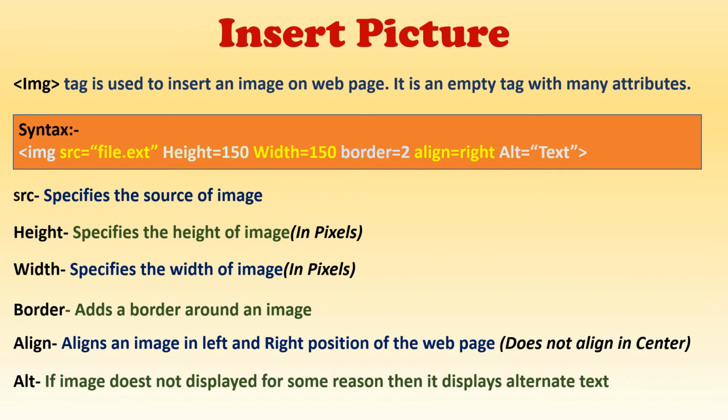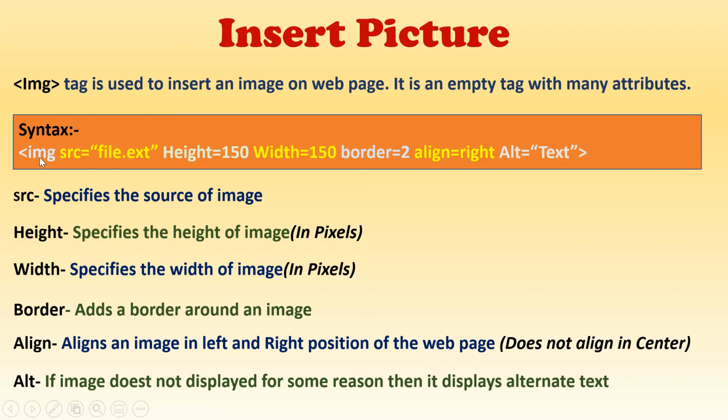Now we are discussing how to insert an image and what is the function of the IMG tag. The IMG tag is basically used to insert an image on the web page. This is an empty tag with many attributes like src. Src specifies the image source. Height specifies the height of an image in pixels. Width specifies the width of an image. Border adds a border around an image. Align aligns the image in left and right position, but it does not display the image in center. Alt, if the image does not display for some reason, then it will display alternate text.